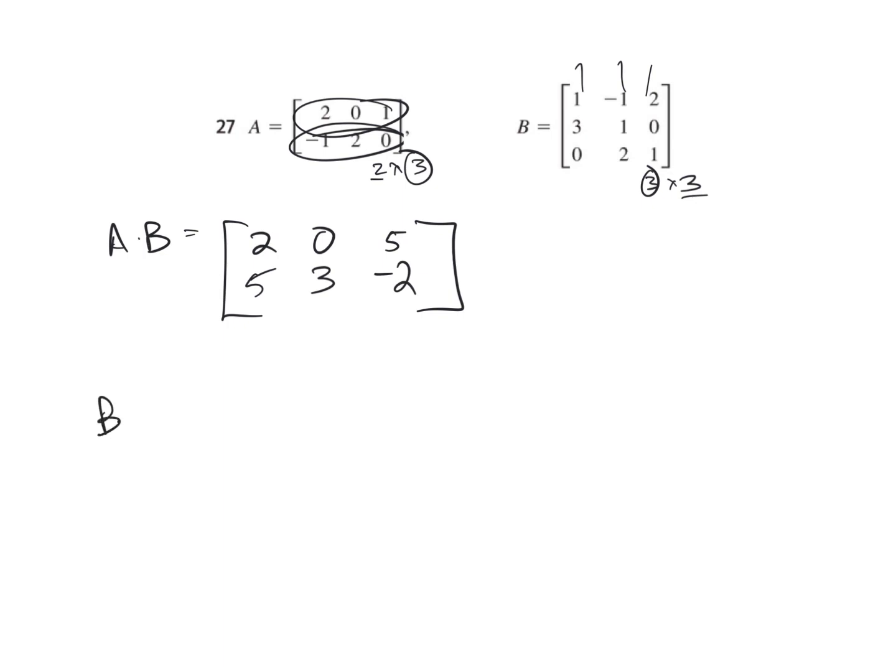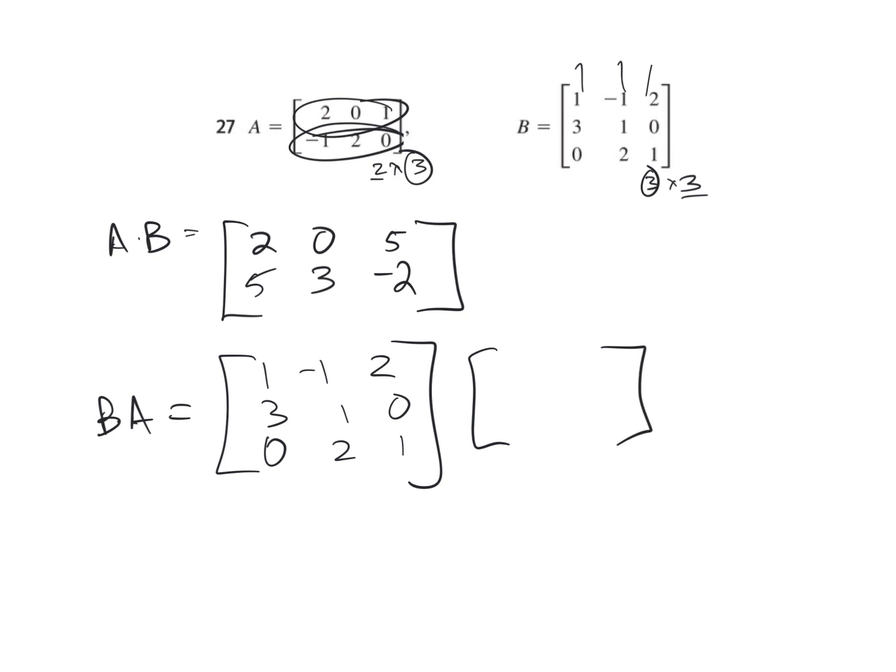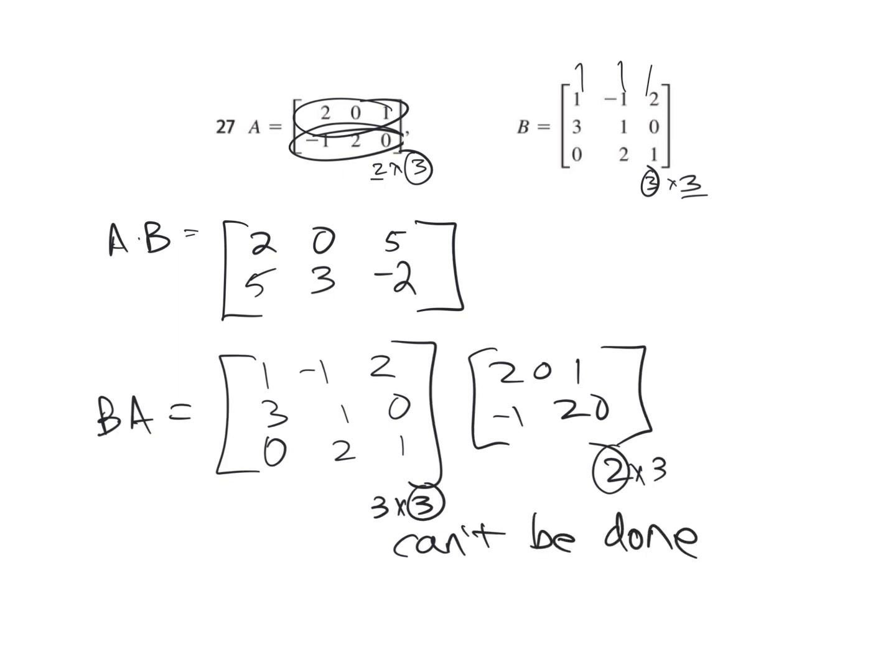So I'm going to rewrite this. B times A, they get kind of sloppy here. So we have a 1, negative 1, 2, a 3, 1, 0, a 0, 2, 1. And we're going to multiply it by this 2 by 3. This is 2, 0, 1, and negative 1, 2, 0. So this is a 3 by 3, and this is a 2 by 3. These are not the same. This can't be done. You can take A times B, but you can't take B times A.